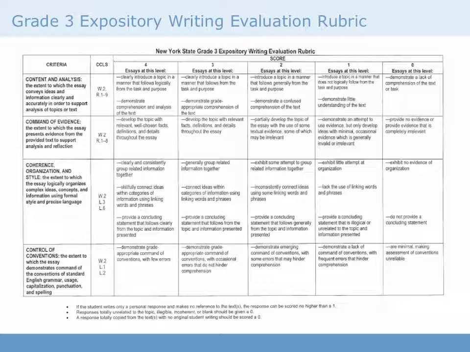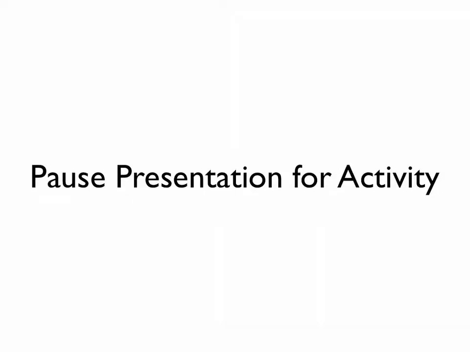The score points are made up of all the criteria, and they're in the columns that go down the rubric. Please take several minutes to read through the entire rubric and then, using a highlighter or pen, mark the descriptors that change as you move through the score points for each of the categories. You should pause this presentation until you have completed the activity.